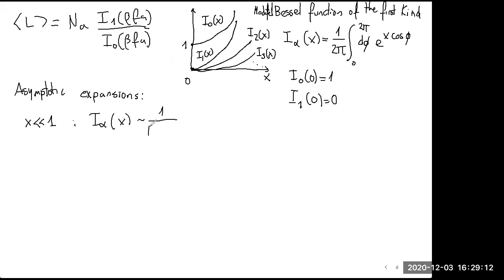This is 1 divided by gamma, this is the gamma function, of alpha plus 1, and this is x halves to the power alpha. So this means when alpha is 0, this goes flat, so the slope is 0 here. But when alpha is 1, this is linear. When alpha is 2, this is quadratic. That's why we have this story. Okay, and when x is large, what we have is that I alpha goes like e to the x divided by square root of 2 pi x.